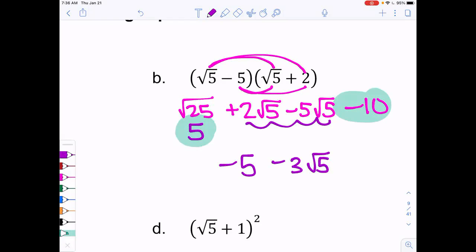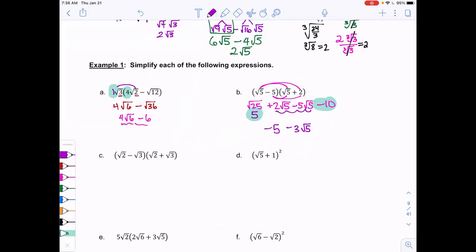Questions? Miss Kane, does it matter how you write it? It does not. No, that's a good question. So if you have the radical in front, that's okay. If you have the -5 in front, I try and pull the numbers in front and keep the radicals in the back, but it does not matter. Good question. Either way.